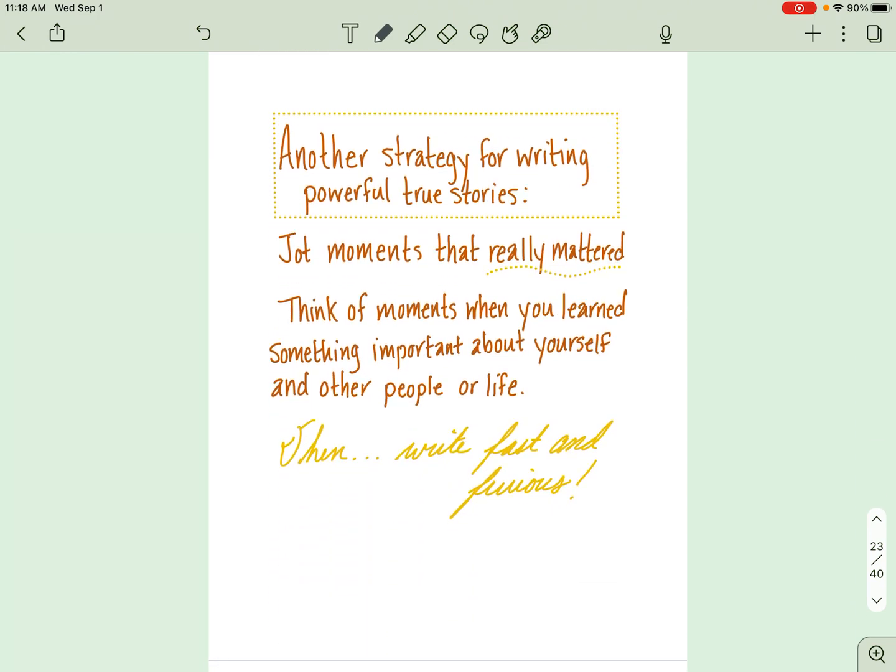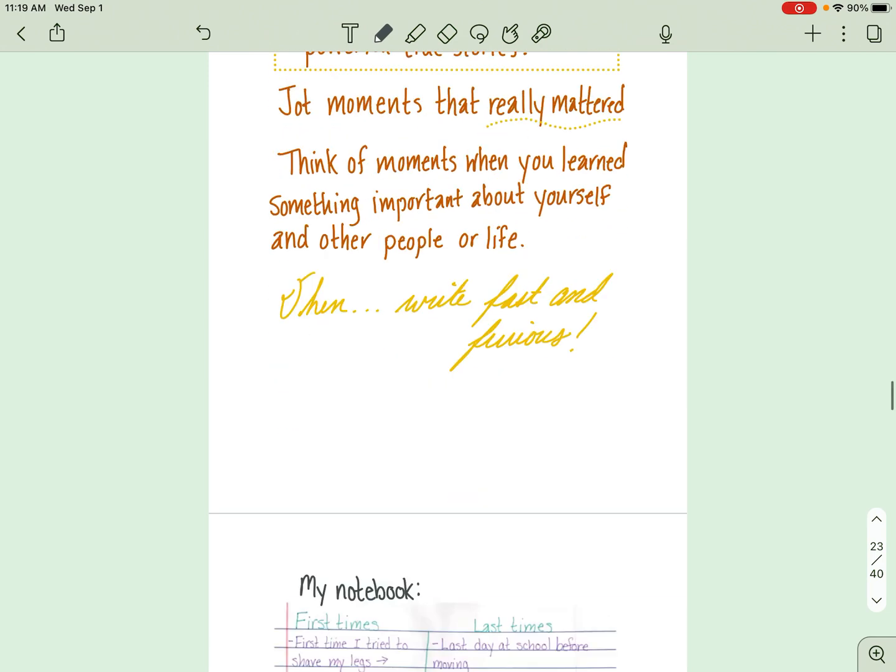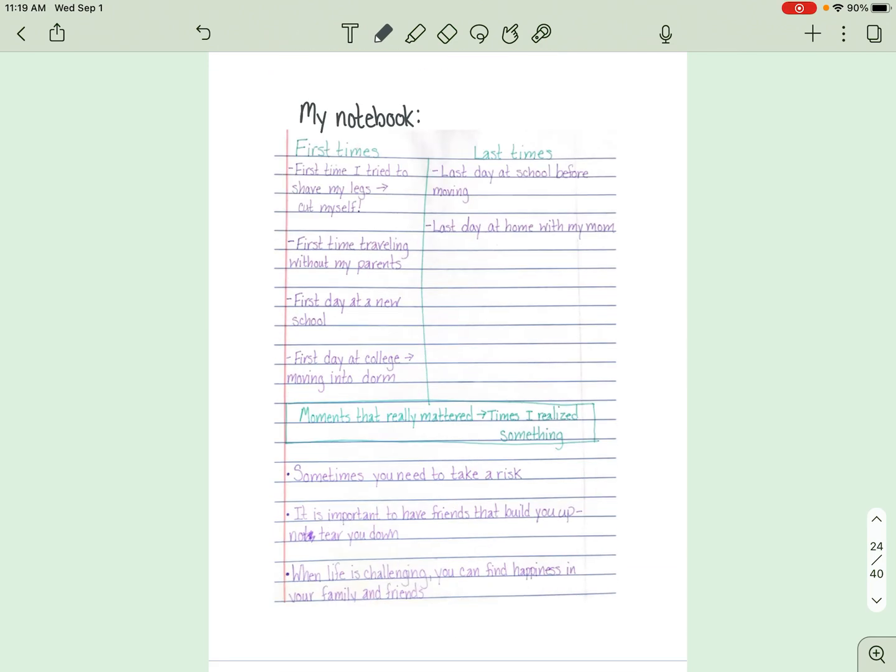They talk about how jotting down moments that really matter, something that you learned about yourself, or that you learned about somebody else as well. So they have some examples here that you can go over, some examples of first times and last times, and times that you realize something. You'll notice down there on the realize something, those are more like the lessons that they learn. Like the first one says, sometimes you need to take a risk. But we want to think about a time that you actually did learn that lesson.